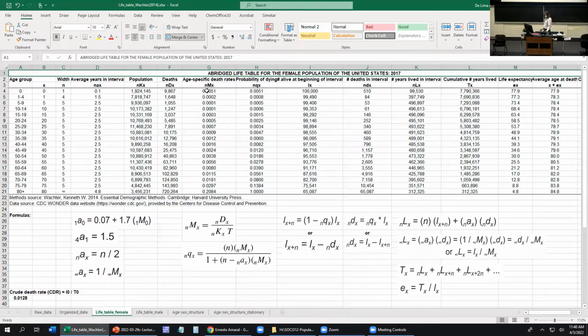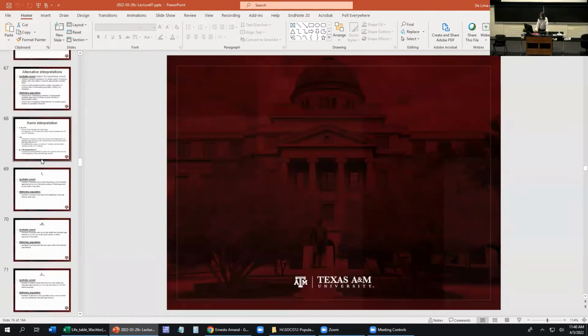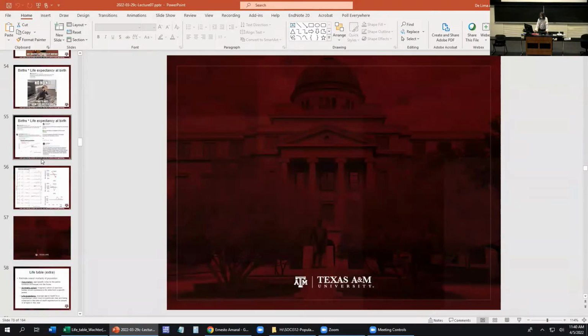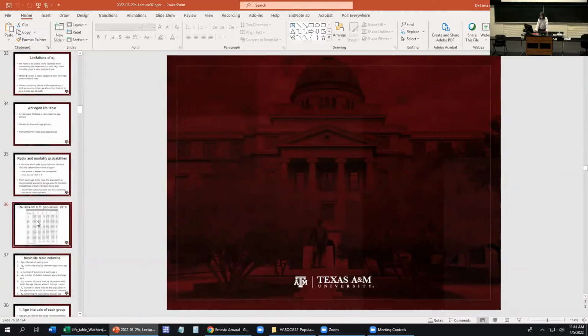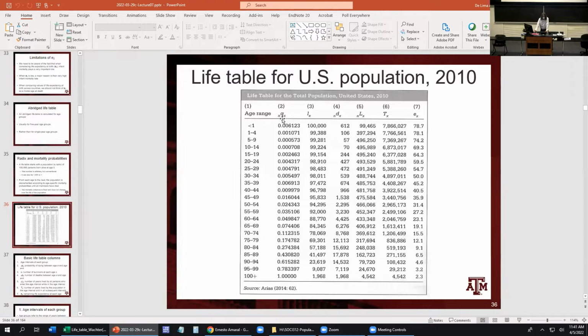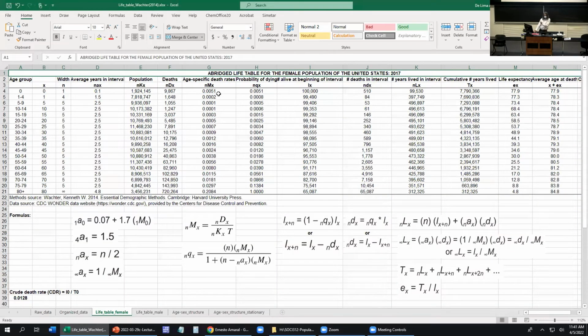That example of a life table that we saw in the textbook already starts with the nqx, the probability of dying. It doesn't show the rate of dying. This is only the mortality probability, not the mortality rate. The mortality rate, we do it beforehand.